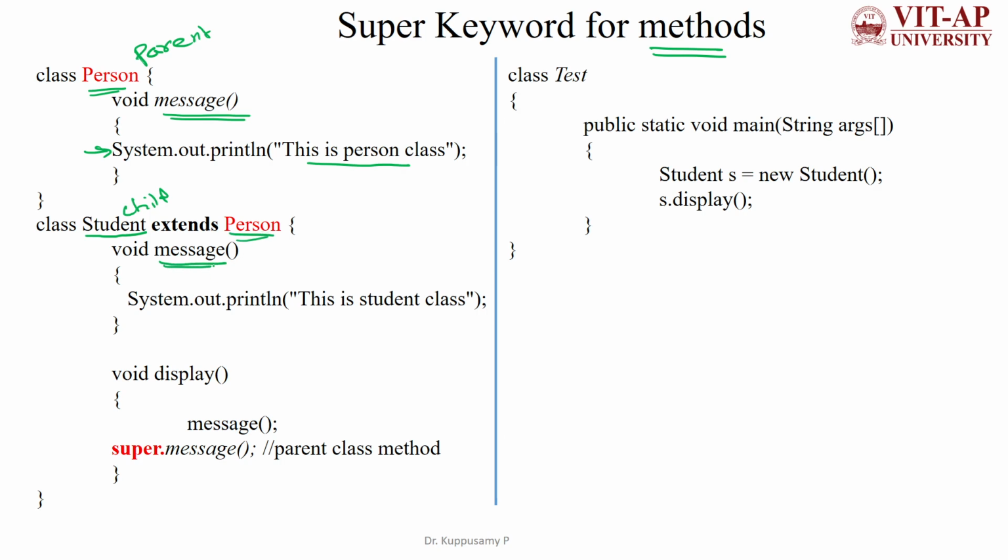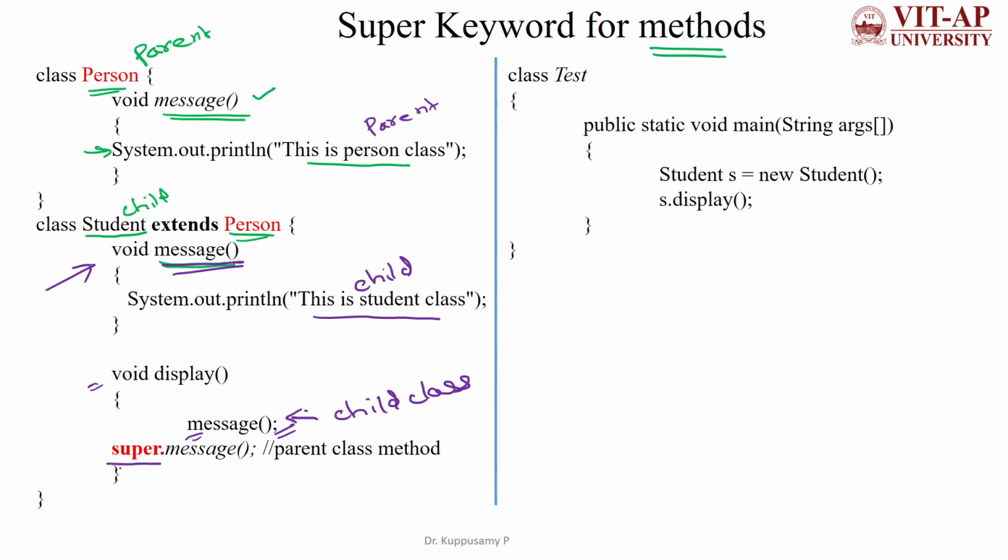This also has a similar method. You see here also message, here also message. So a similar method we have here, which has the statement, this is student class. So Student is the child and Person is the parent. Now the display method is available in the child class. We are calling the method message. This is calling the method of the same class, the child class, so message indicates calling the method which is defined inside the same class.